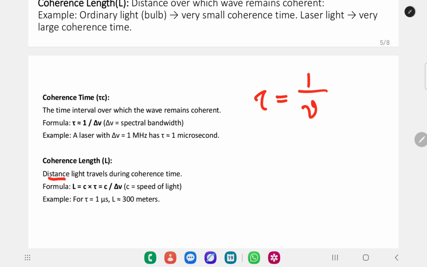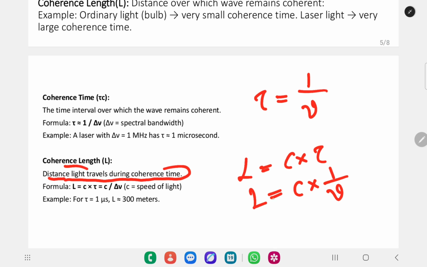Till how much distance the two sources are coherent, that distance is called the coherence length. So it is the distance light travels during the coherence time. What is the formula for coherence length? L is equal to C into tau. We know tau is 1 by nu, so L is equal to C into 1 by nu.